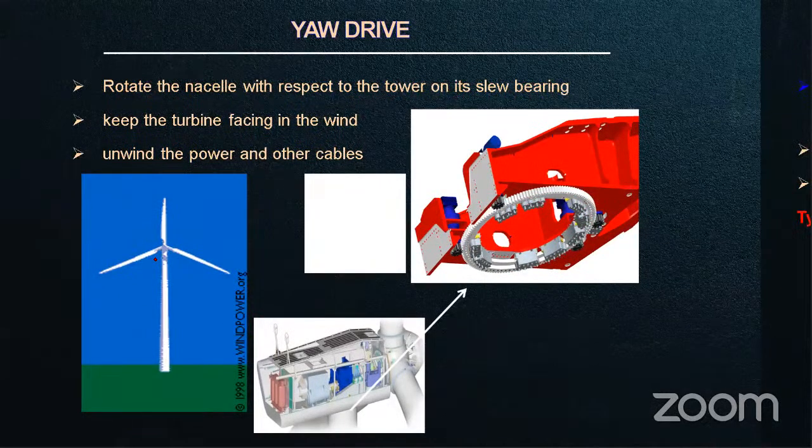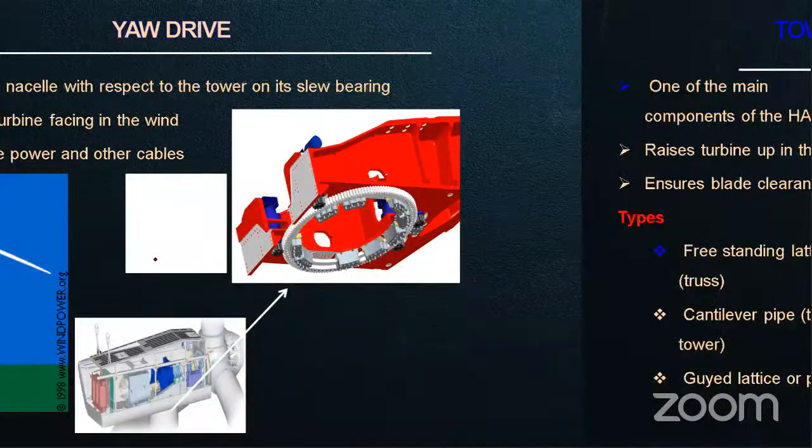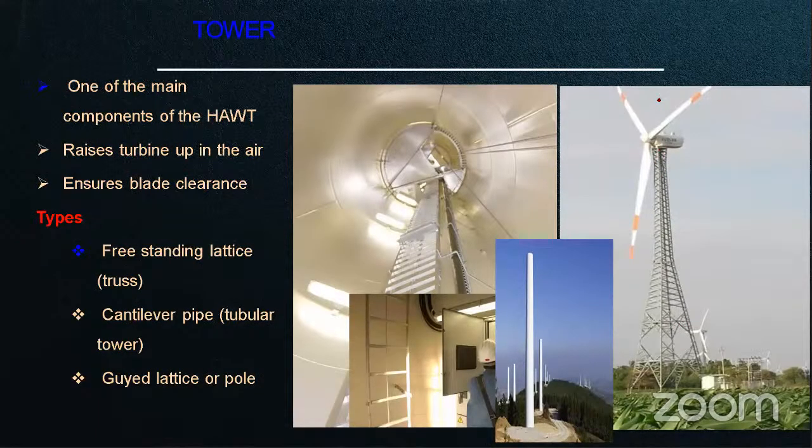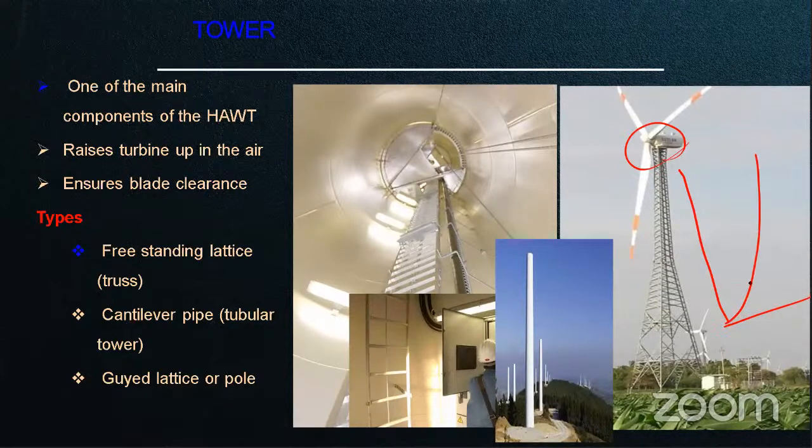What is the purpose of the tower? The tower raises the turbine up in the air. Many of you attended the last class: the wind speed increases with height. That is called wind shear. You can see the wind speed against height: at 10-meter height I have 5 meters per second, at 50-meter height 8 meters per second, and at 100-meter height 10 meters per second.